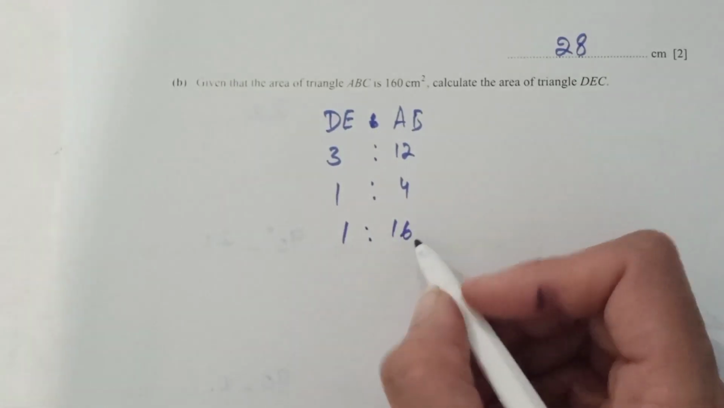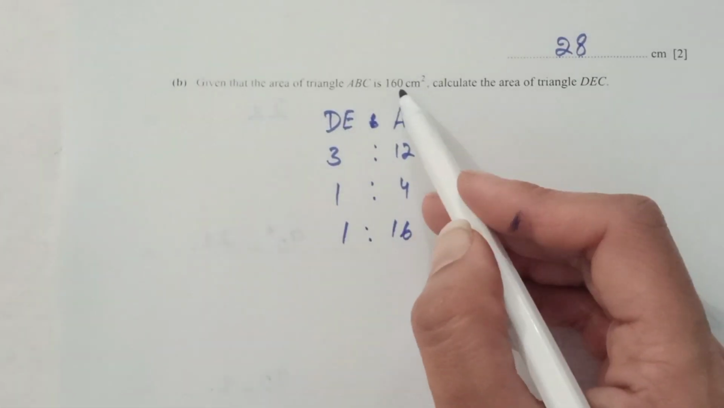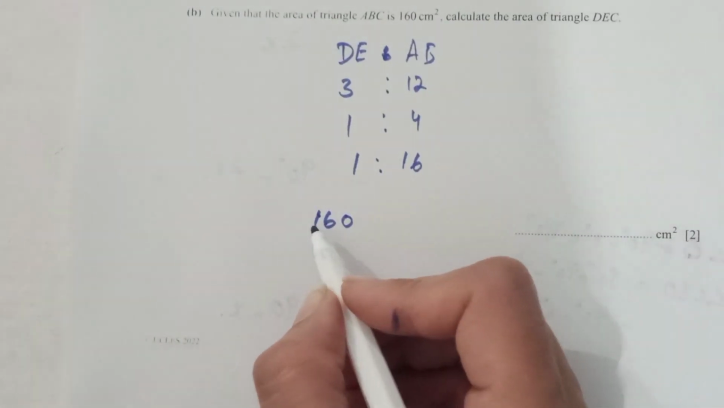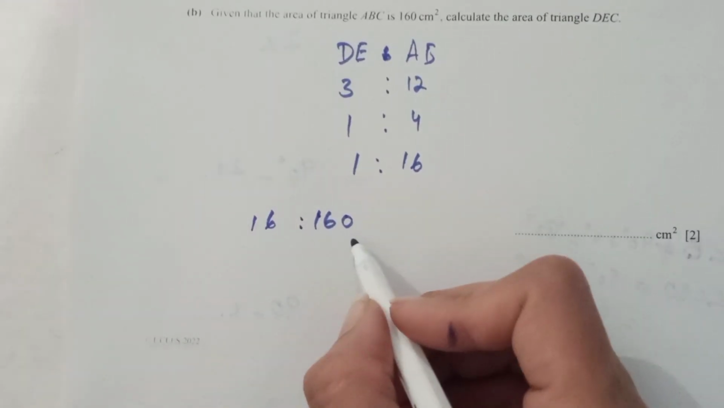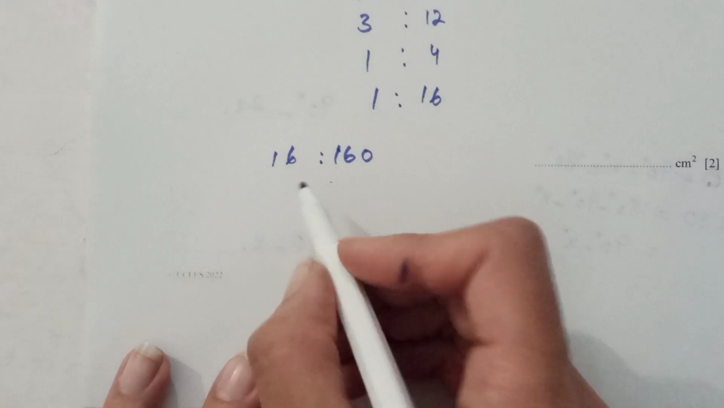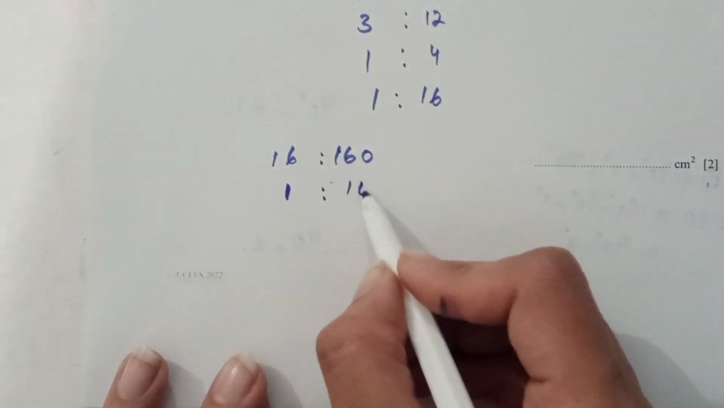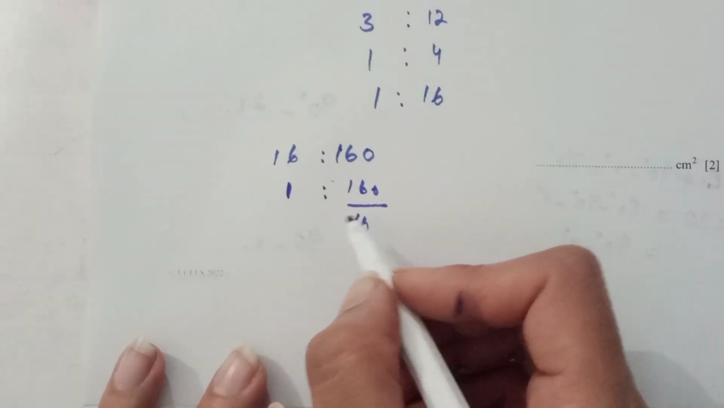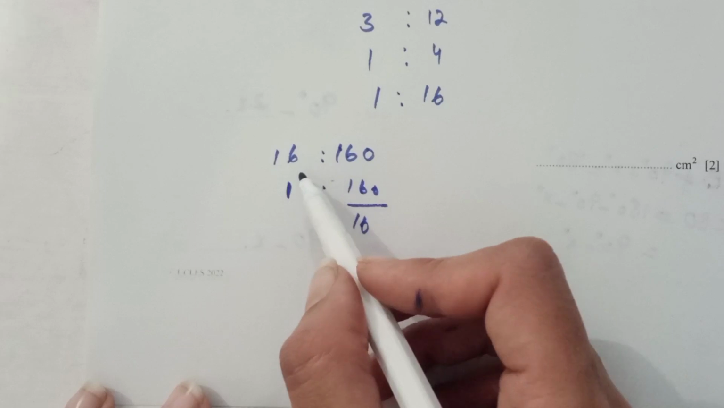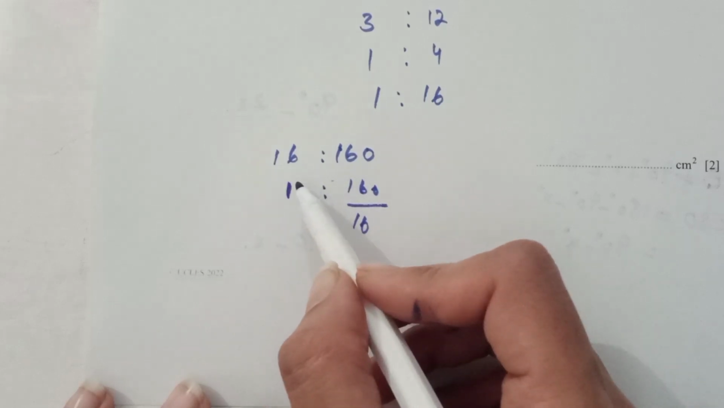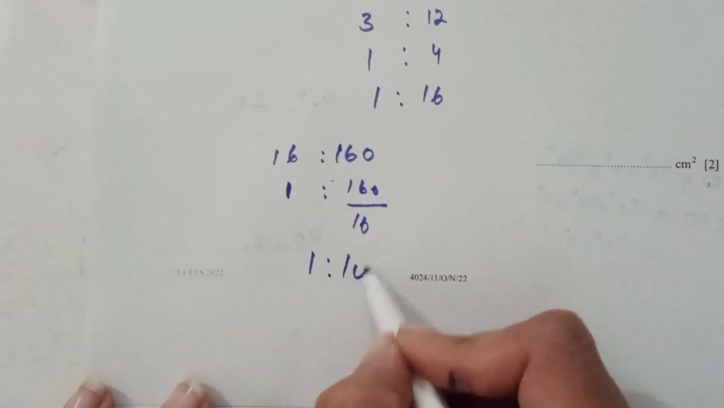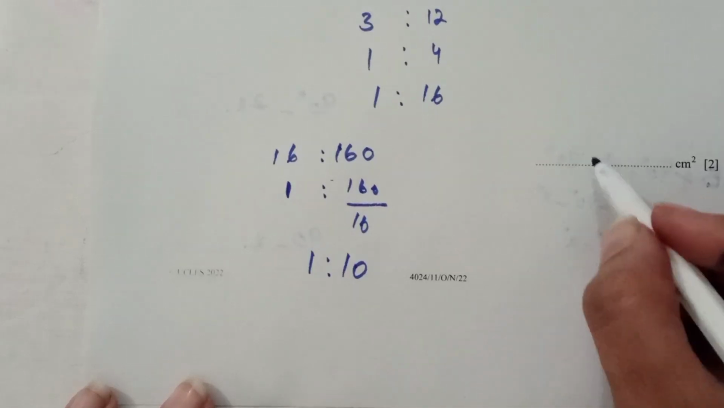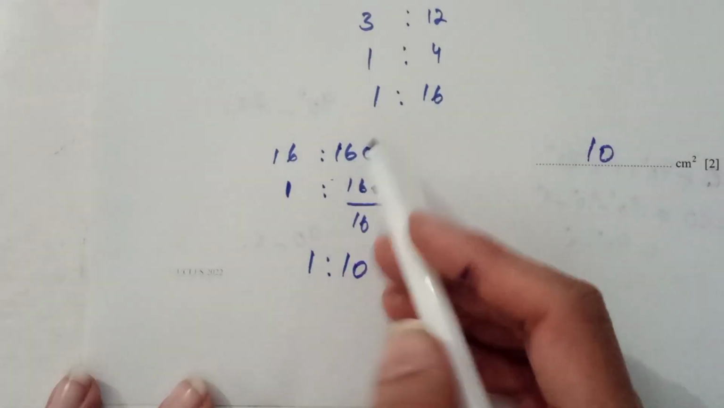We get 1 to 16, and we know that the area is 160, and that's why we see that the 16 is proportional to 160. It means if 16 becomes 160, then 1 becomes 160 divided by 16. That is the unitary method. First we have to find the value of 1, and that is 10, and that is equal to 10 centimeter squares. It means its answer is 10 centimeter squares.